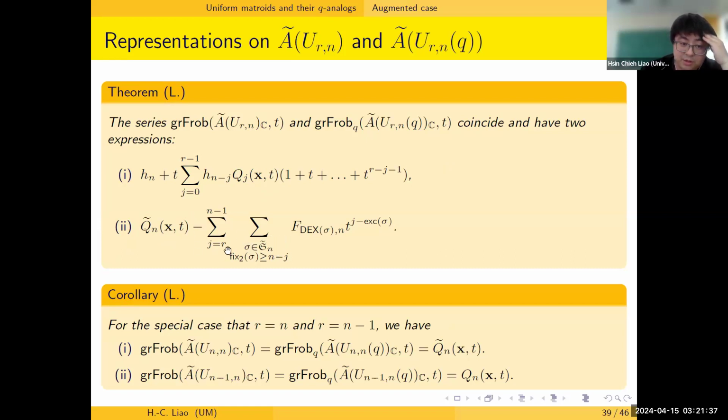And we need to subtract some R related to the rank. And now the fixed point becomes the second kind of fixed point. So when R is n, there's nothing being subtracted. It turns out this is just the whole Q_n tilde x t for decorated permutations. But if R is n minus 1, this turns out to be just Q_n x t. This is for the permutation group Sn.